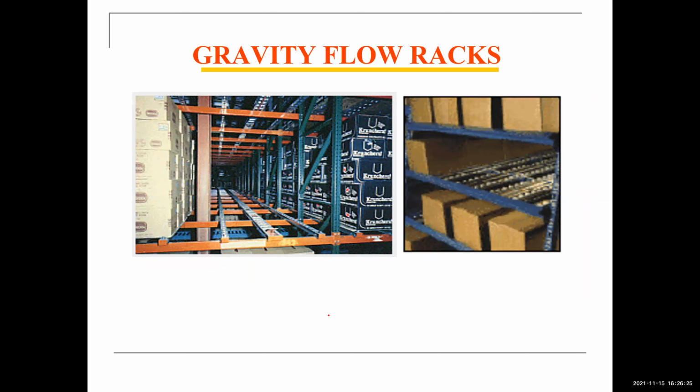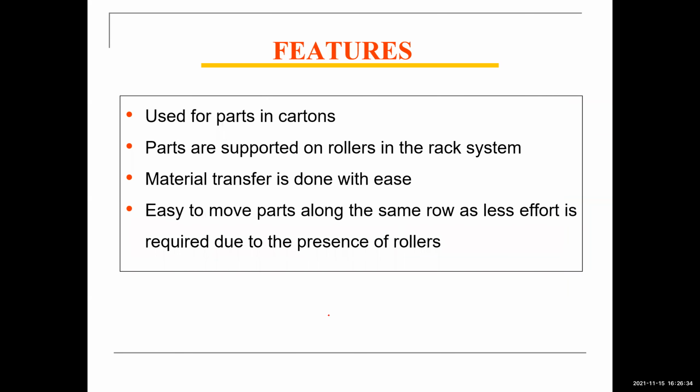The gravity roll and flow racks, see those have these rolls inside the racks. These are used for parts in cartons. Parts are supported on rollers in the rack system. Material transfer is done with ease. They're easy to move parts along the same row as less effort is required due to the presence of the rollers. So easy to slide, move forward, a little bit more expensive than the regular ones.